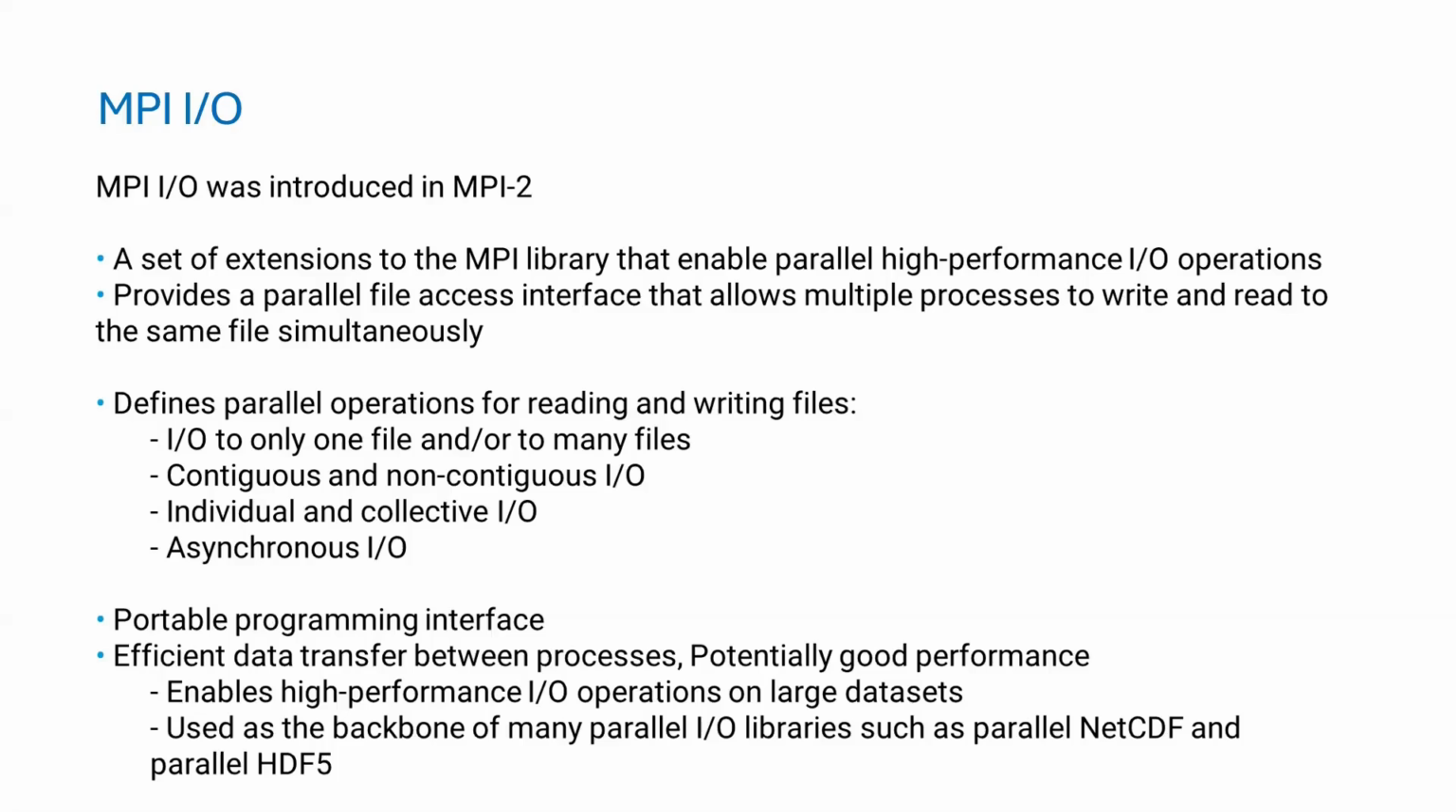It was introduced a long time ago in MPI-2. It's a set of extensions to the MPI library that enables parallel high-performance I/O operations. It provides a parallel file access interface that allows multiple processes to write and read to the same file simultaneously. What we talk about today will cover some of these, and we will briefly bring up contiguous or non-contiguous I/O, and individual and collective I/O, as we showed in the previous two slides.